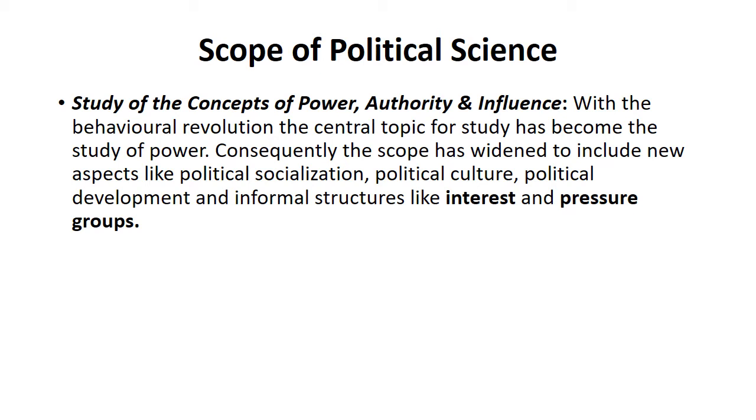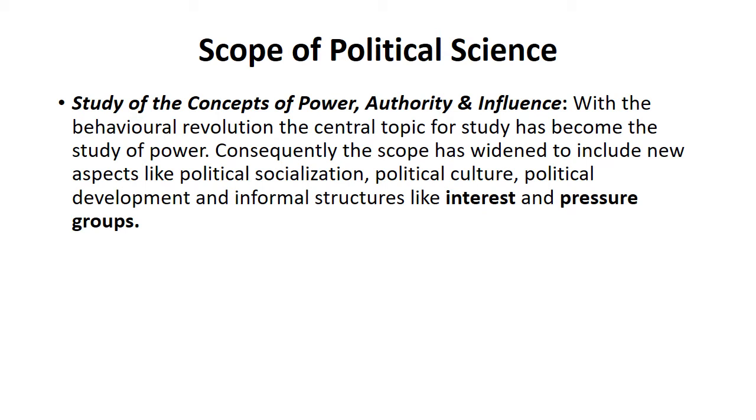So consequently, the scope has widened to include new aspects like political socialization, political culture, political development, and other informal structures like interests and pressure groups. All these concepts have been added to political science, and political science helps us to study them, especially the concepts of power, authority, and influence. So this was all about the scope of political science, what political science actually deals with.